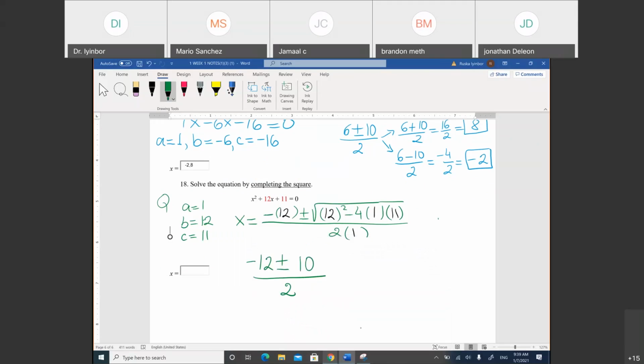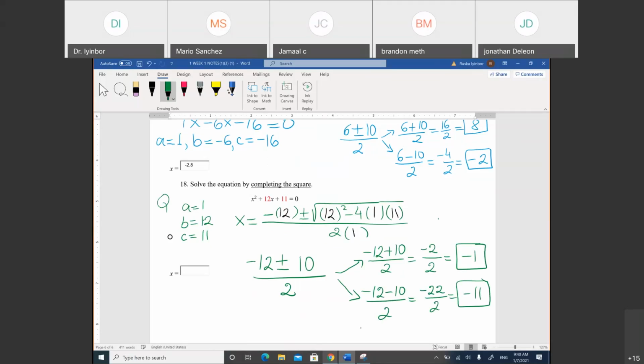And we're going to split it. We're going to do positive, we're going to do negative. So I have negative 12 plus 10 over 2, and negative 12 minus 10 over 2. So negative 12 plus positive 10 is going to be negative 2, over 2, giving negative 1. That's my first answer. And then when I add negative 12 and negative 10, it's negative 22, divided by 2 is negative 11. Okay? So this is how you use the quadratic formula to solve a quadratic equation.